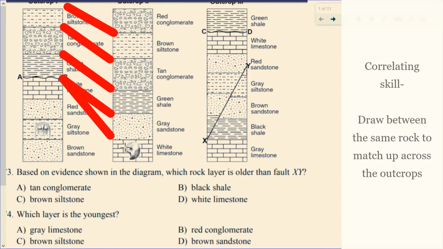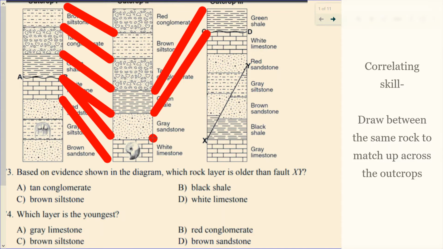I'm matching them up. White limestone, this was some white limestone. So now I know that that brown sandstone is older than all these rocks. And if I match them up, the brown sandstone would have been down here somewhere. So that could be my oldest. But then I start to see I've got my green shale over here.